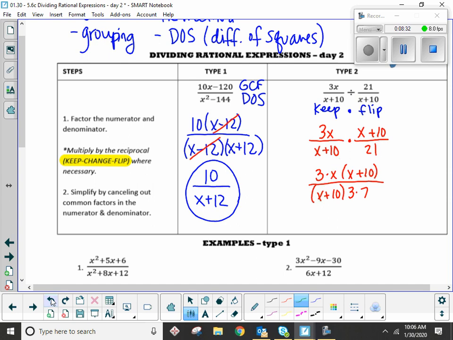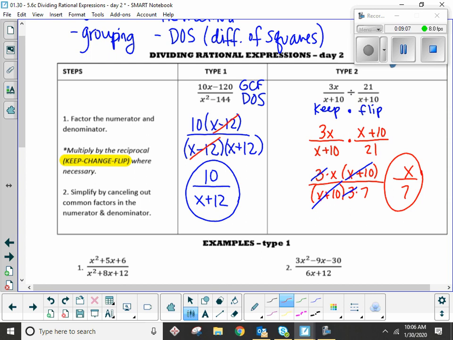So here we go. You can't cancel that x all by itself, but you can cancel those groupings, right? The x plus 10s. Because as a group, it's being multiplied by other things as a group. So therefore, it can cancel. And then what else cancels? 3. And so then we're left with x over 7. Okay, that was good enough.